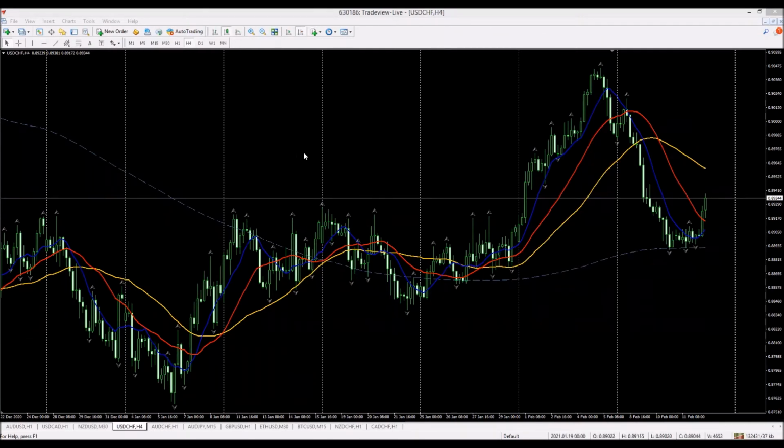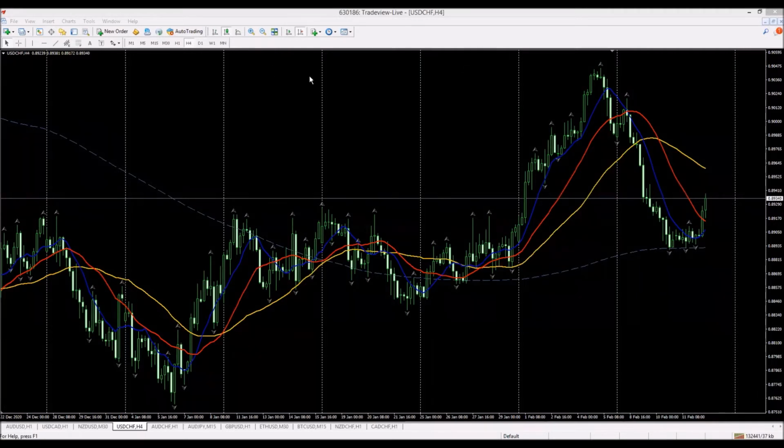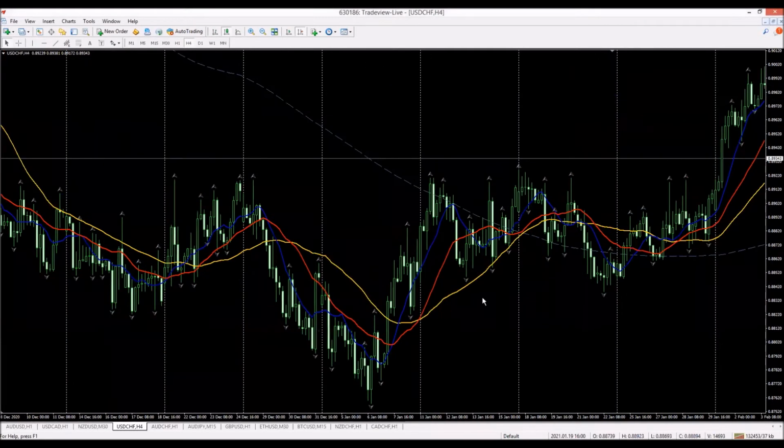Hey traders, how we doing? We're just going to do a very quick review on this particular pair. It's the USDCHF. Currently, we're looking at the 4-hour chart. Just to give you some background on this, we've been trading this chart.